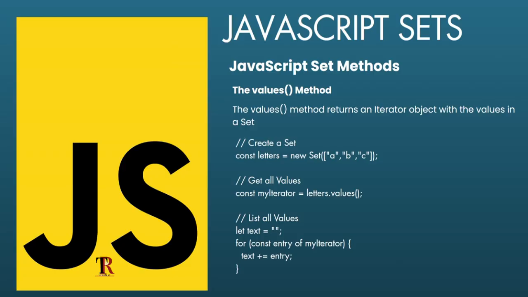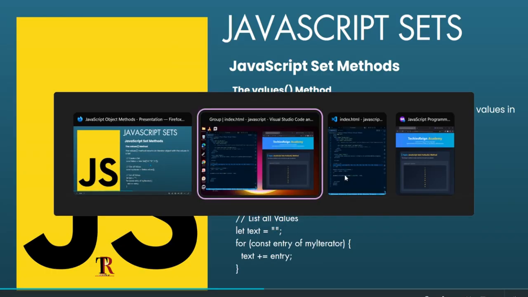And if you take a look at my screen, you can see an example. So this is my set. Then this is how the iterator is defined. So a variable, then the values method is called on the set that I have here, and then with the help of the for of loop, I'm able to loop over this letter set and list all values. So let's take a look at this in my code editor.